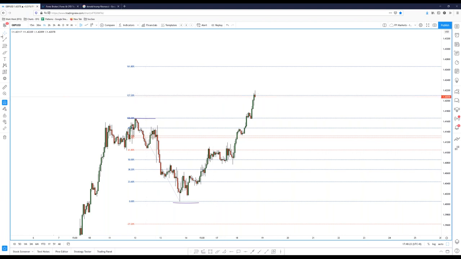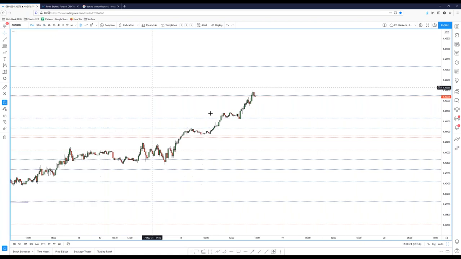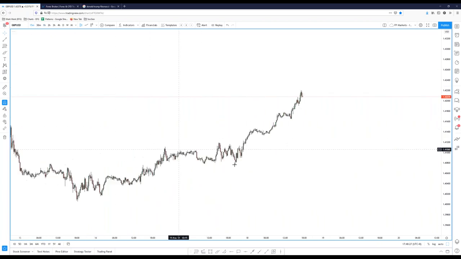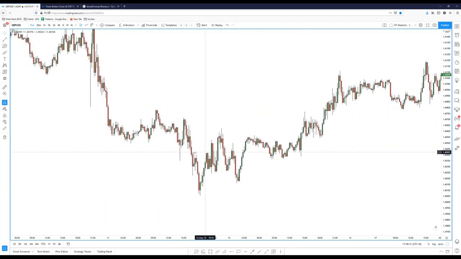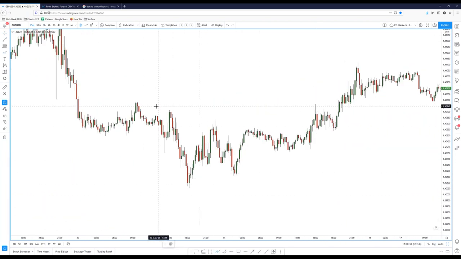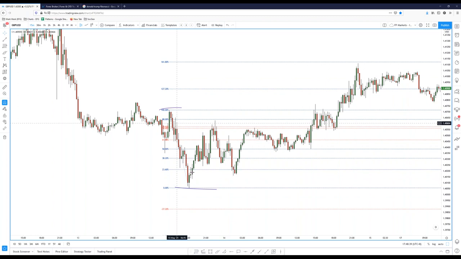Okay, so Fibonacci can work on every time frame. We can even go down to the 15 minutes, right? We can go down to the 15 minutes and I'll show you guys. You can identify the swing highs, swing lows very quickly. There's a high, there's a low, draw in the direction of the movement, high to low. And look at that, price came back up, tapped the 78.60 and then pushed back down again.